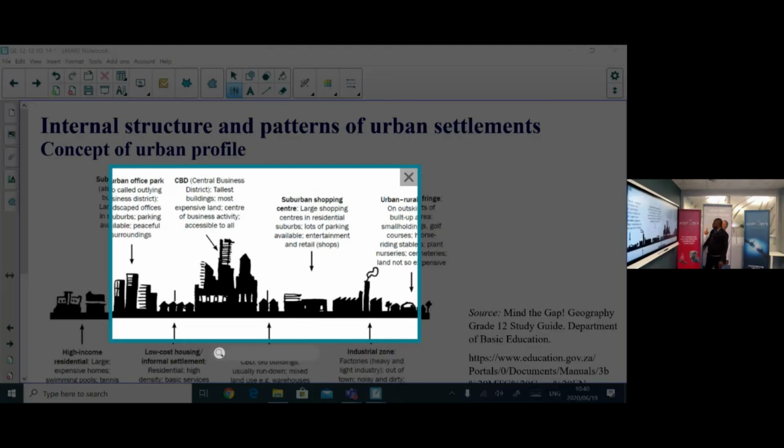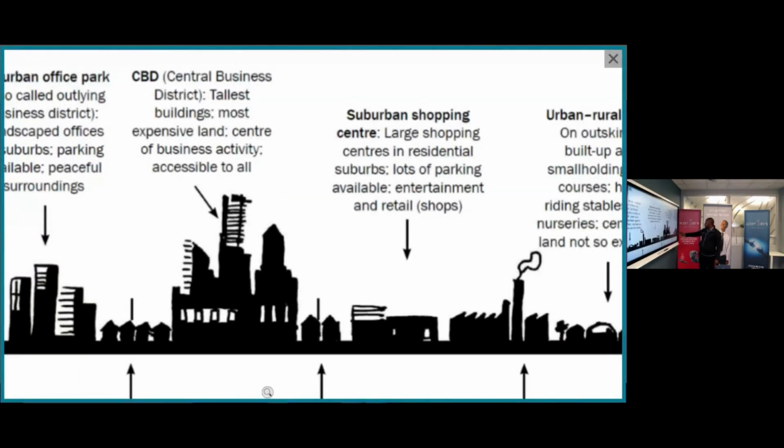So as you can see here, we have our urban office park, these buildings called outlying in the district, and then the central business district, where we have the tallest buildings, most expensive land, and the center of business activity, accessible. Then we have the suburban shopping center, large shopping centers in residential suburbs, with lots of parking available, entertainment and retail. Then you have your urban rural, where the rural is touching on the urban on the outskirts.